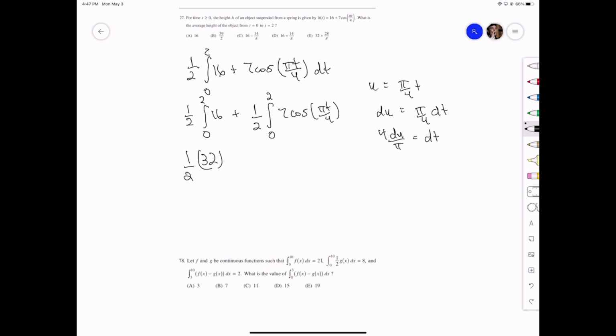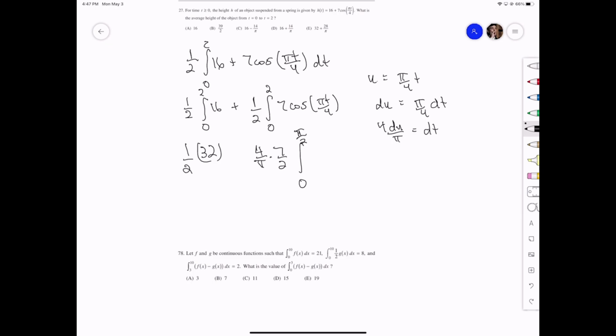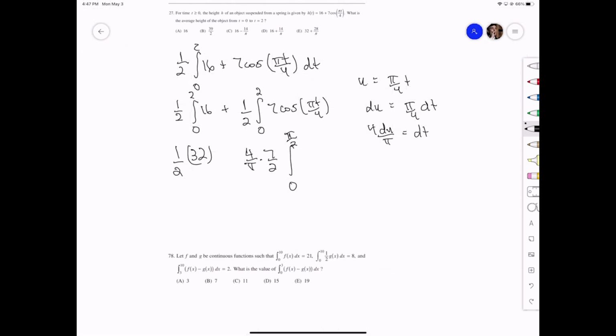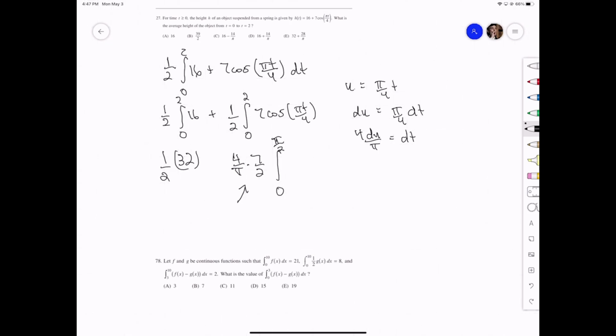So this is equal to 7/2 times 4 over pi. And I'll sub in 0 and pi over 2. Okay, first of all, I kind of skipped some steps here, but do you get what that is? I just brought the 7 out, and then made it 7 over 2, and then I brought the 4 over pi out because I subbed it in. Yeah. Okay. So cosine u du.